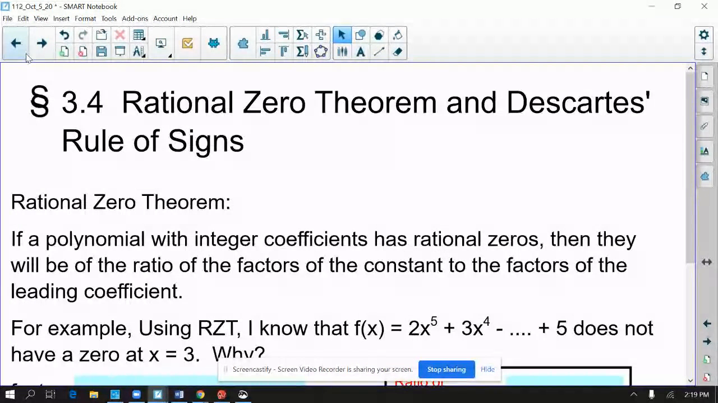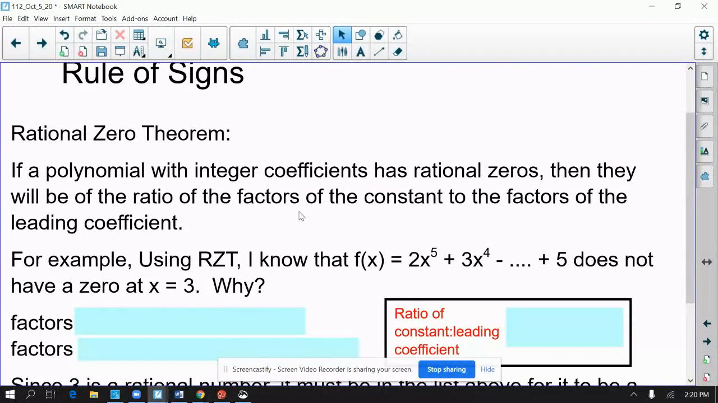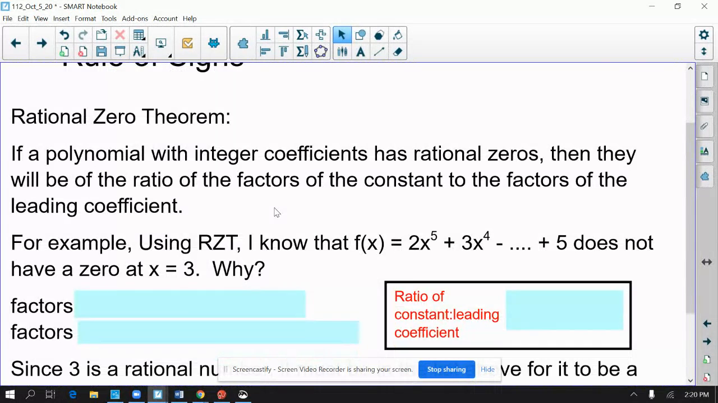So the rational zero theorem helps us narrow down the zeros that are rational. Polynomials have zeros one way or the other. Some of those zeros may be rational. If they are rational, then the rational zero theorem can help us understand what they are. The theorem basically says if you take all the factors of the constant and then divide those by all the factors of the leading coefficient, that will generate all possible rational zeros.